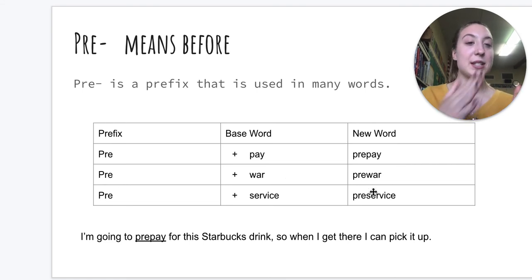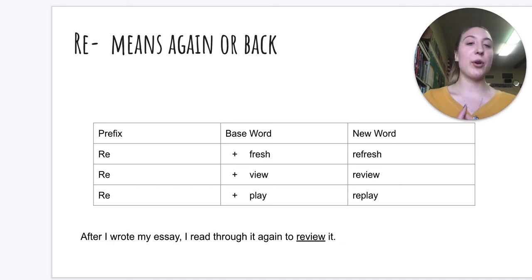Pre-war. It means before the war. Or pre-service. Sometimes at church, when we'd go in person and you'd walk in and you would hear the piano playing, that's the pre-service music. It's the before the service music. And so a sentence to hear it in, I'm going to prepay for this Starbucks drink so when I get there, I can pick it up. So I'm paying for it before I get there. So that way, all I have to do is go in and grab it. So pre means before.